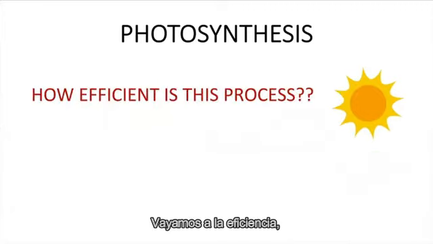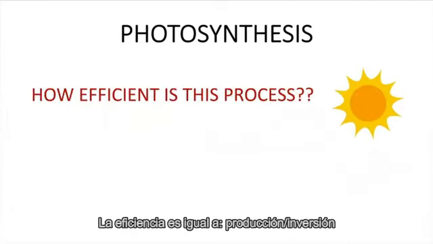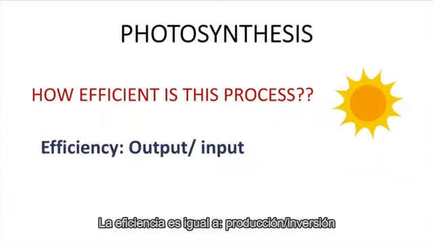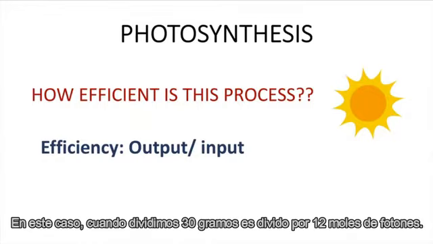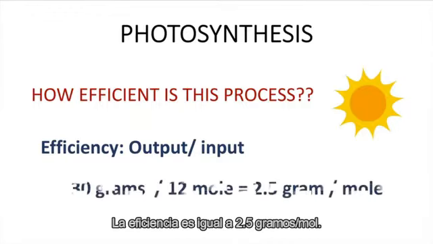Let's move now to efficiency. Efficiency is equal to output divided by input. In this case, when 30 grams is divided by 12 moles of photons, efficiency is equal to 2.5 grams per mole.